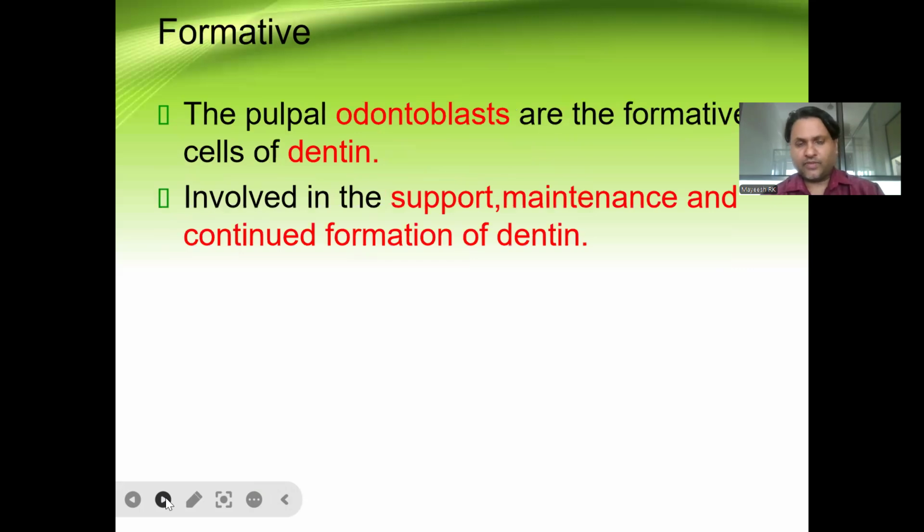Next is the formative function, which is due to the pulpal odontoblasts, which we have in the pulp, and they are basically the formative cells of the dentine. And they are also involved in the support, maintenance, and continuous formation of dentine.